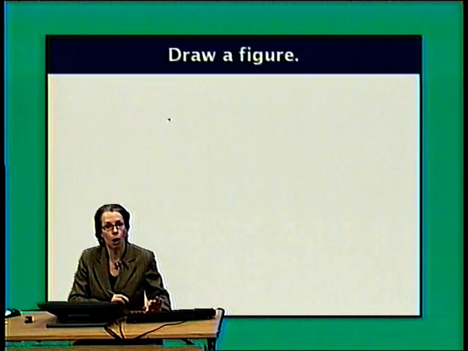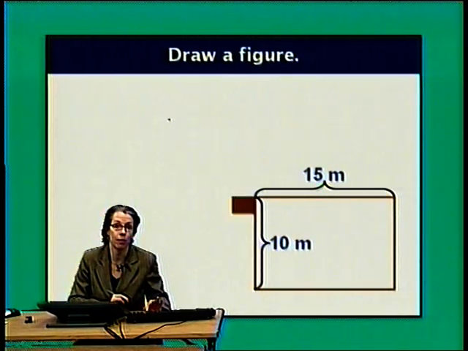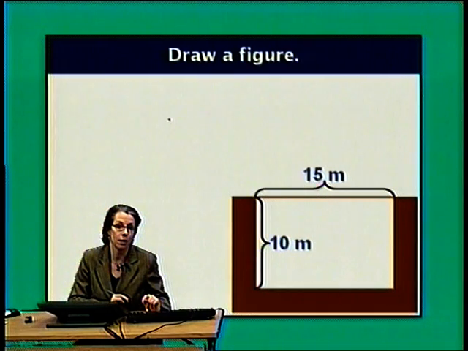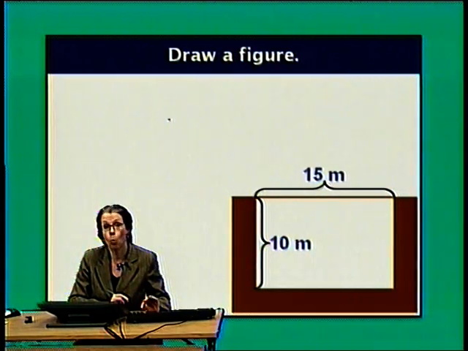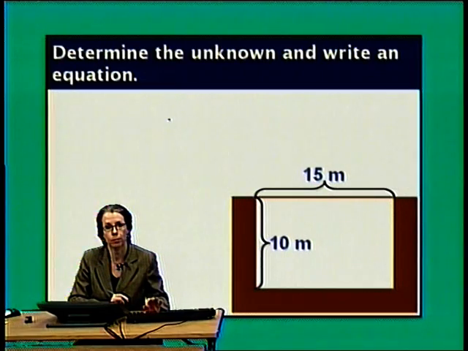So we know that our garden is 10 meters by 15 meters. And what we're doing is constructing a walkway of uniform width around 3 of the sides, the 2 short sides and 1 of the long sides. And the question is, how wide can the border be to use enough concrete to cover 100 square meters?